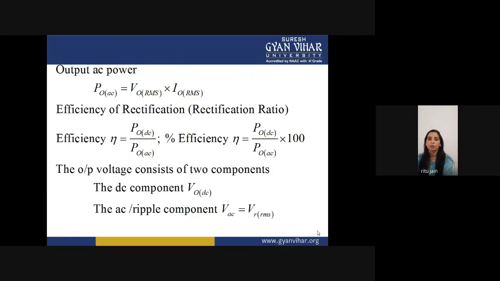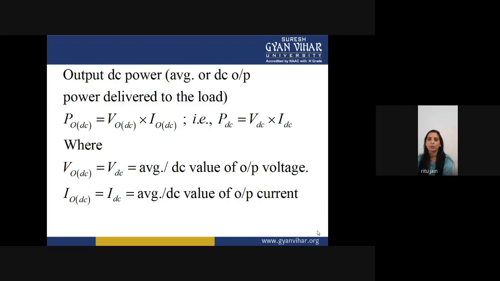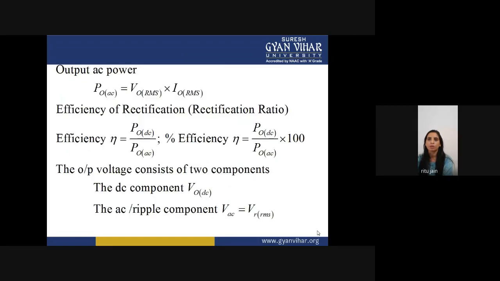And if you talk about the output RMS AC power, it is equal to V RMS into I RMS. This is your output DC power, which is delivered to the load, and the power output is equal to V naught into I naught RMS, and efficiency of rectification. So efficiency of rectification is dependent upon eta, that is your efficiency.